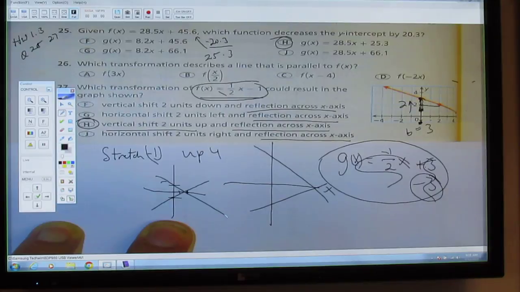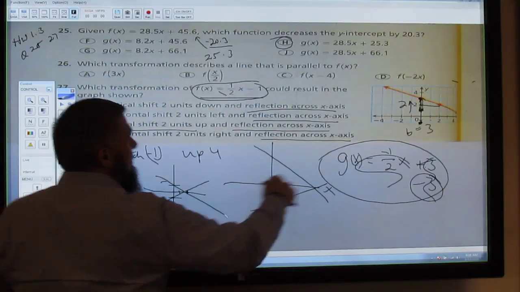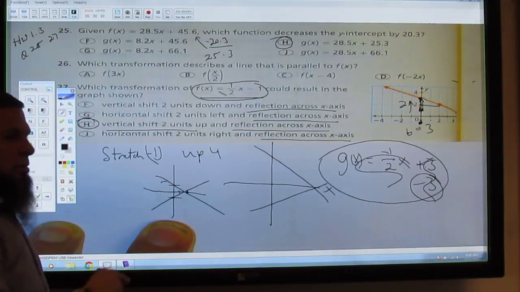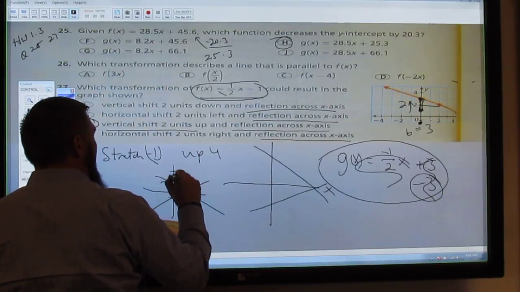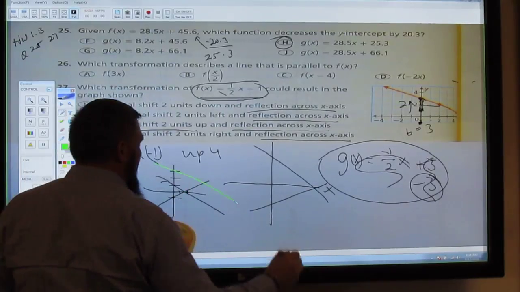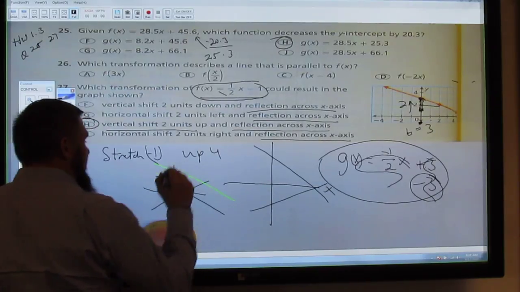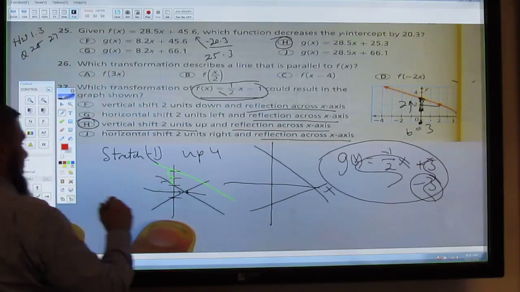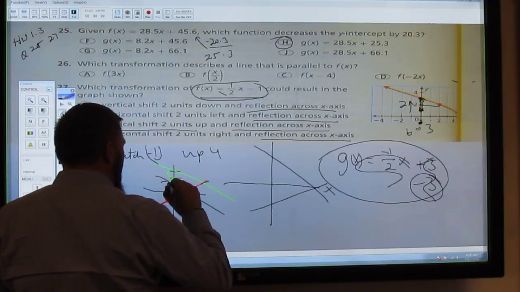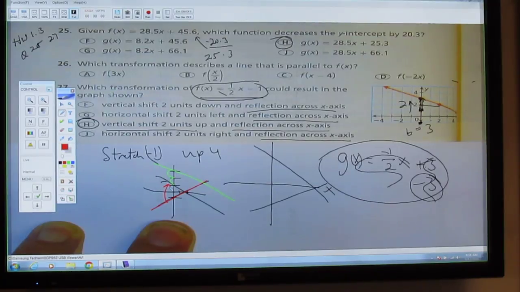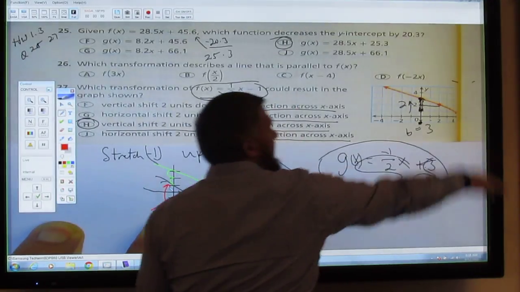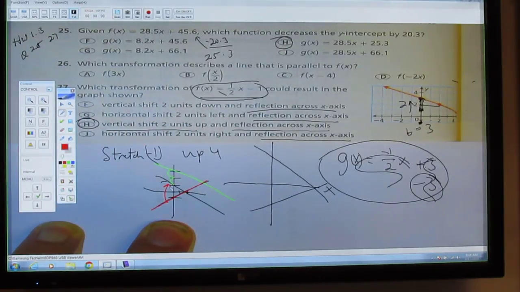Okay? And then what we want to do is shift it to where? To 3. So there. Right? So we're moving it up 2 after we reflected this across the x-axis. So reflection across the x-axis, and then shift up 2 more. And then now we got the graph that we're looking for. Does that make sense? Better sense? Okay? All right.